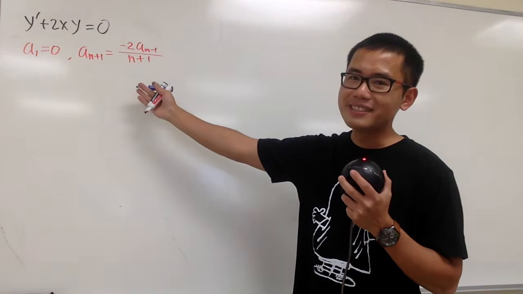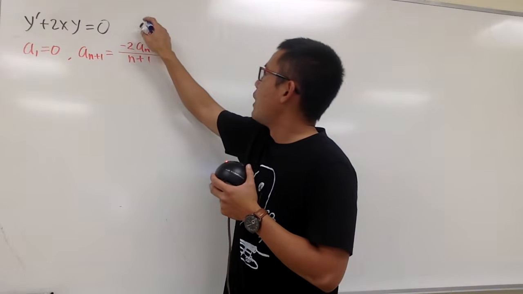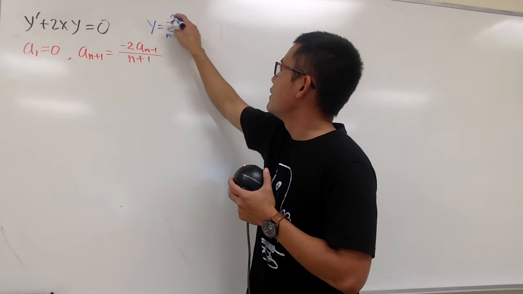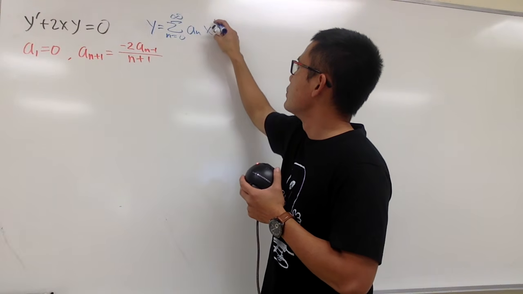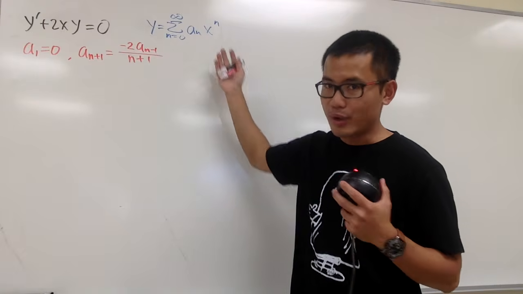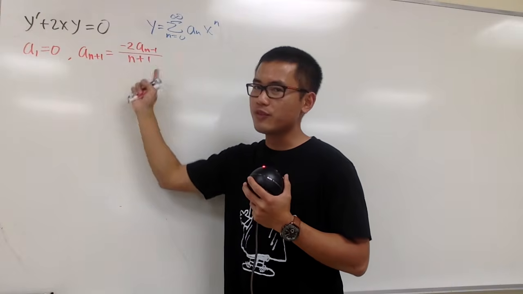And now this is going to help us find the coefficients in our power series solution. Remember, our y is in the form of the series where n goes from 0 to infinity, a sub n x to the n. If we can figure out what the a sub n's are, we are done, right? And this is going to help us out. This is the recursive formula though.